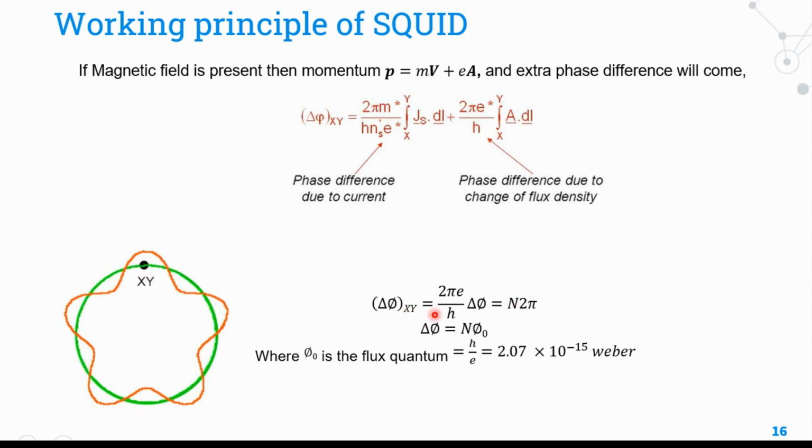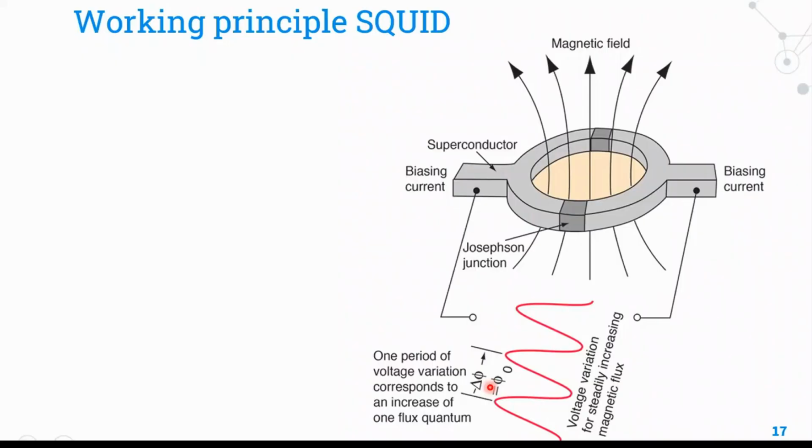So an integer value of 2 pi, and this del phi is actually n times phi naught. This is called the flux quantum, and n will be some integer value. Okay, and this concept we will use over here.